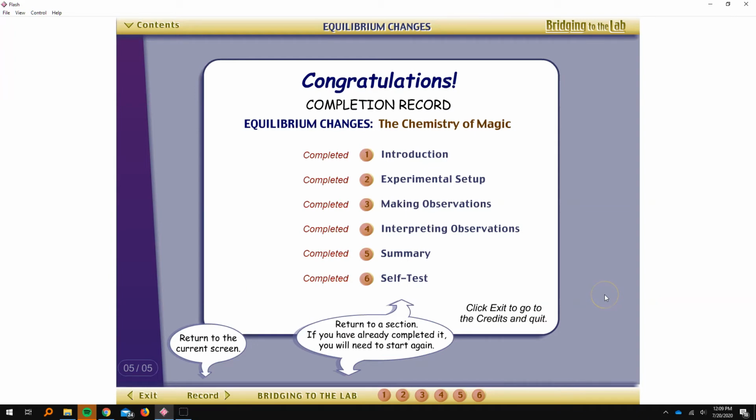Okay, you made it through this lab. Make sure that you fill out the lab report completely, the worksheet that goes with this. It's pages 25 and 26. It's called Equilibrium Changes the Chemistry of Magic.